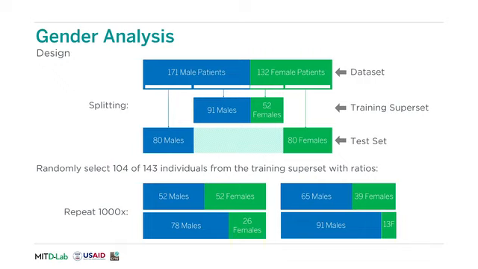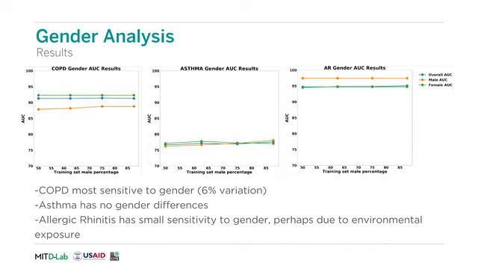Starting with gender bias analysis, our training datasets and test dataset were divided as shown. Male-female representativeness was varied from 50-50 to 87.5 to 12.5. The results for predictive accuracy for allergic rhinitis, asthma, and COPD are shown on the slide. The data shows no significant decrease in algorithm accuracy as gender imbalances are introduced in the data.